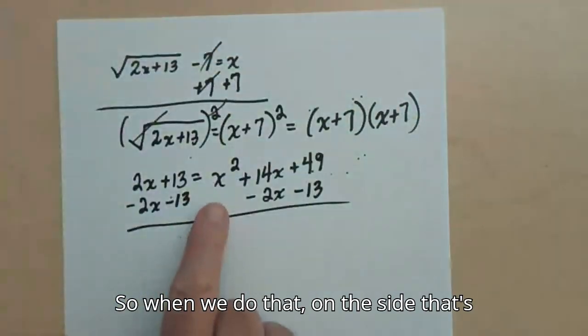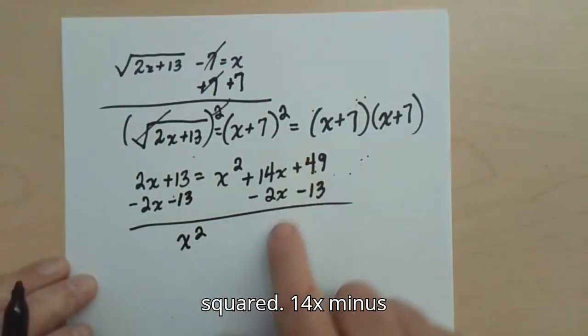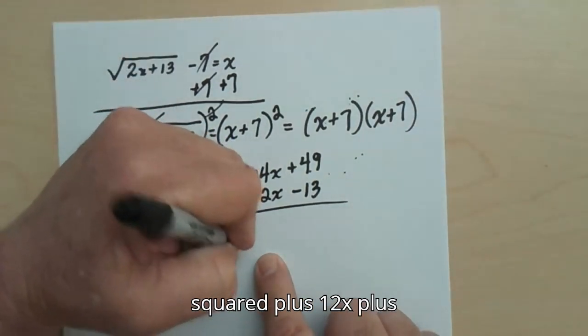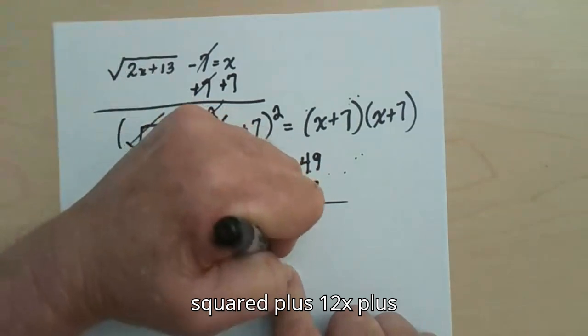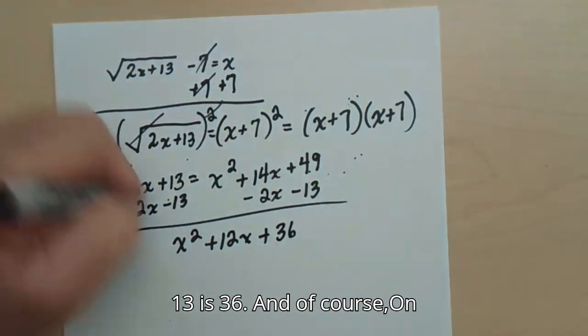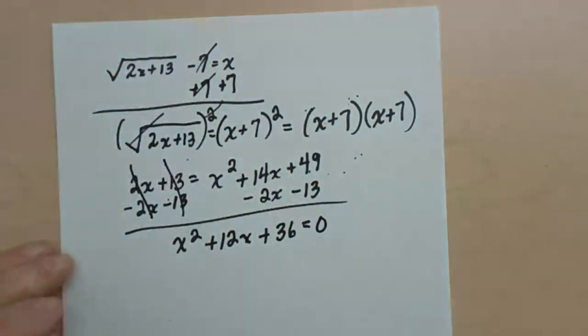So when we do that, on the side that's got x squared, we're going to have x squared. 14x minus 2x is what? Positive 12x. So x squared plus 12x plus 36, right? 49 minus 13 is 36. And of course, on the other side, everything cancels, and we get 0.